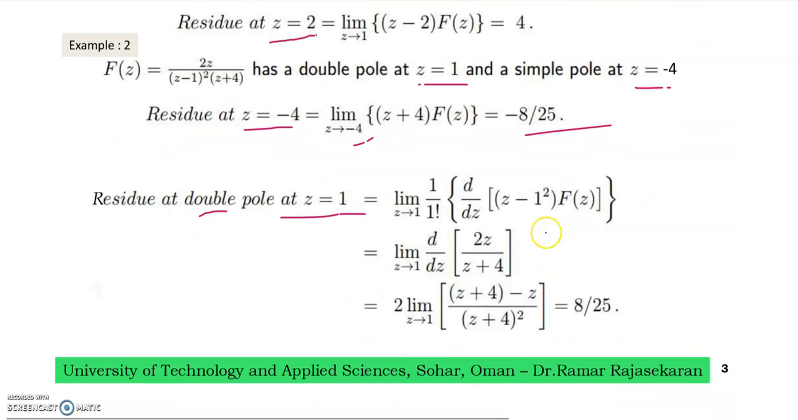Now you see, you substitute the rule. So what you will get here: (z minus 1) whole square multiplied by f of z. So here if you substitute f of z, (z minus 1) whole square and (z minus 1) whole square get cancelled.